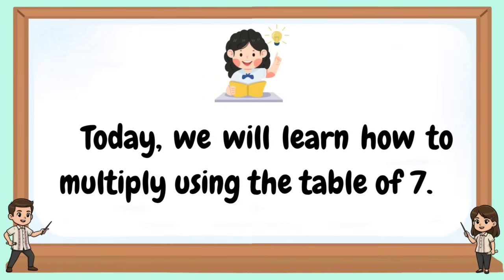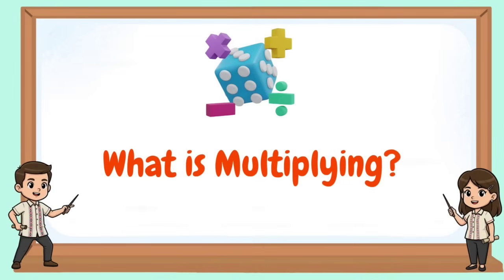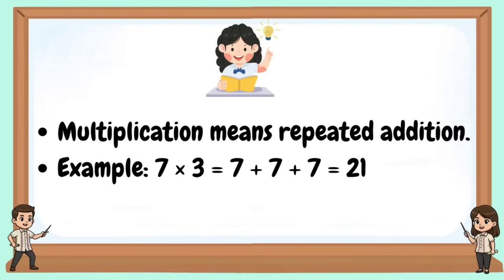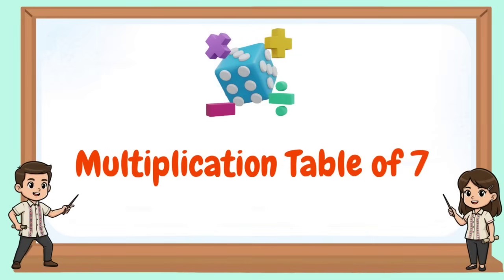Today, we will learn how to multiply using the table of 7. What is multiplying? Multiplication means repeated addition. Example, 7 times 3 is equals to 7 plus 7 plus 7 is equals to 21. Multiplication table of 7.